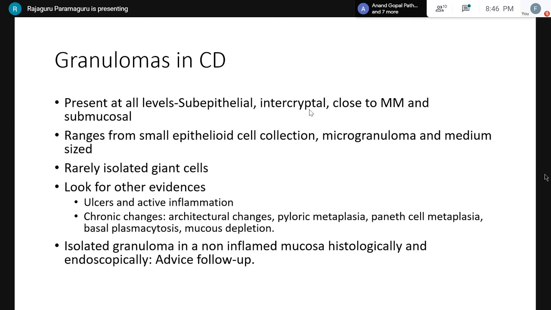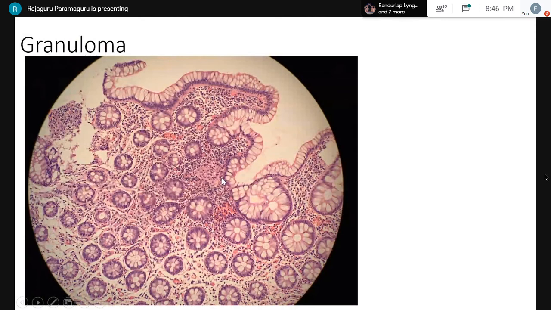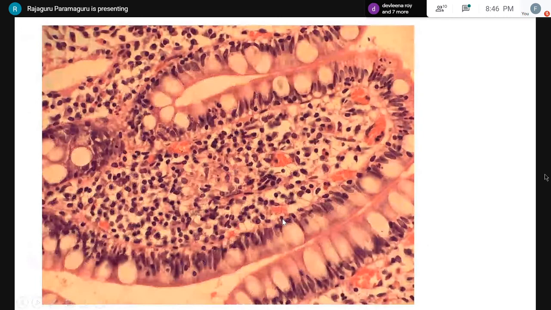This is a photomicrograph of a granuloma in the terminal ileum. See here, you can see a small granuloma just below the surface epithelium. Though the mucosa is not inflamed in this particular punch, the other punches showed a lot of inflammation, both active and chronic. So this is a case of Crohn's disease. Here is a high power image. You will have to hunt for the granulomas or epithelioid collections in cases of Crohn's disease. You will have to look closely, go field by field, because it will completely change your diagnosis and will be of great help for the clinician as well as the patient.